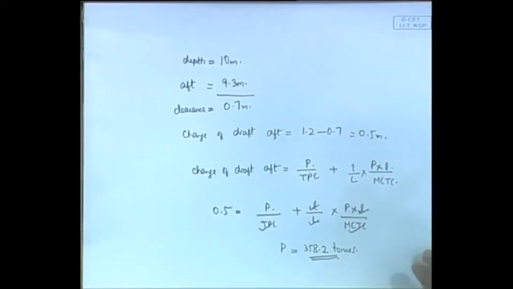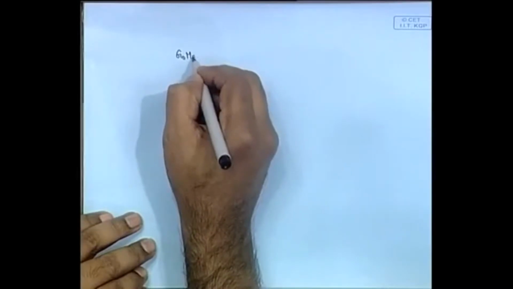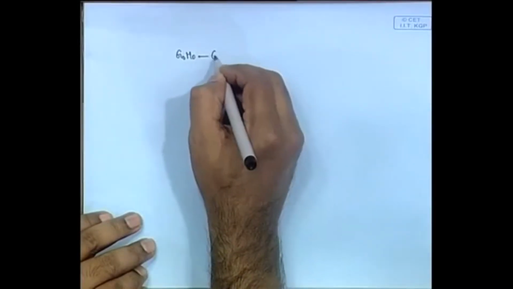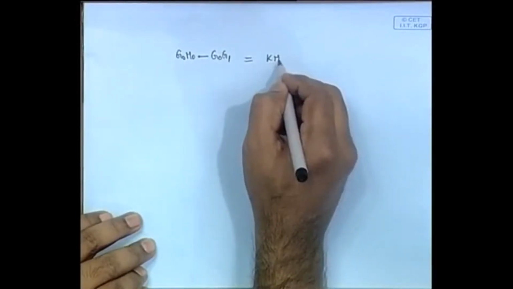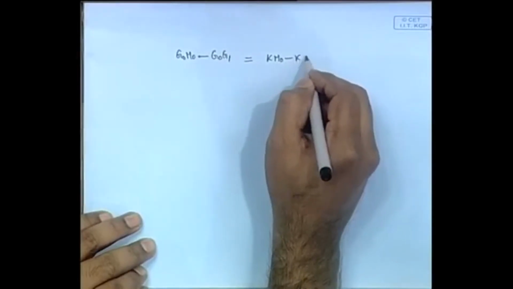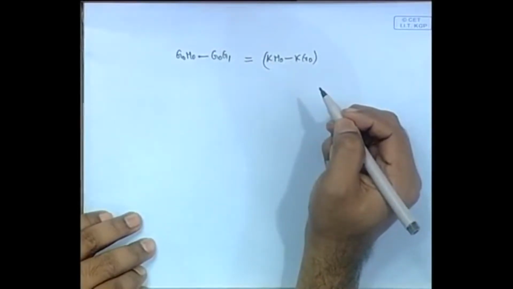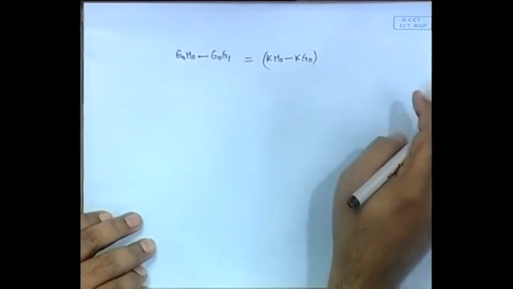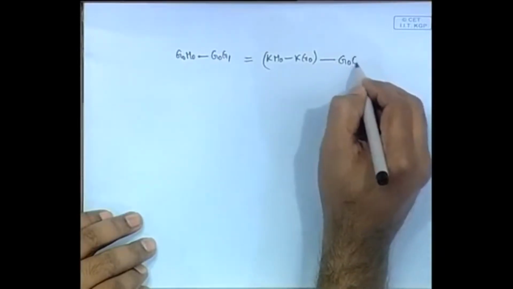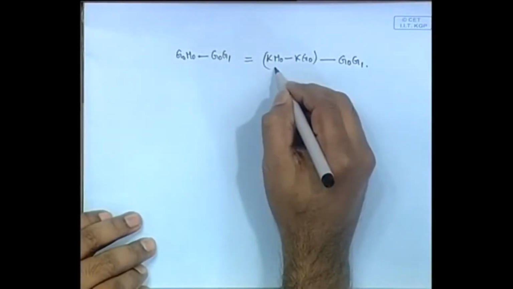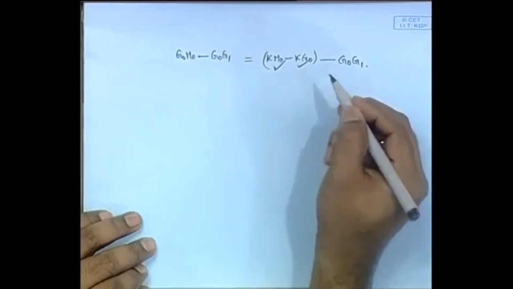Now the rest is actually very straightforward. You are asked to find your final GM, that is final GM is always got by initial G0M0 minus G0G1. Okay, this will give you your final GM. Now G0M0 you will get by KM0 minus KG0. Okay, that will give you your G0M0. Now you have the data, KM0 is given, KG0 is given, so that is straightforward.